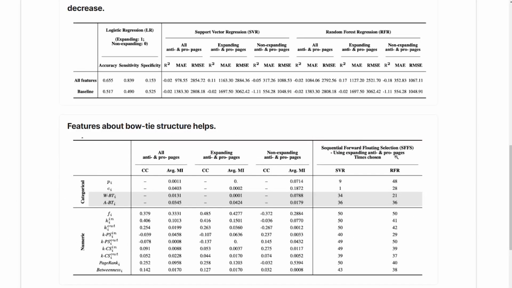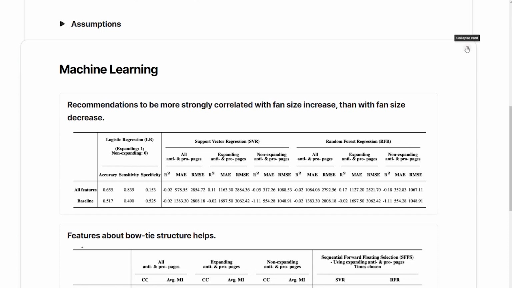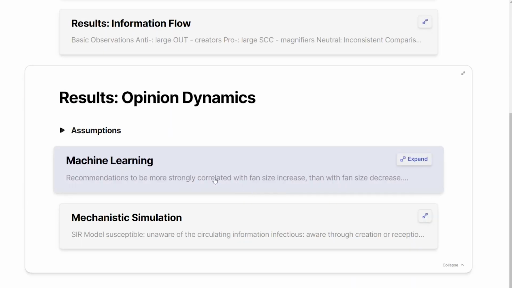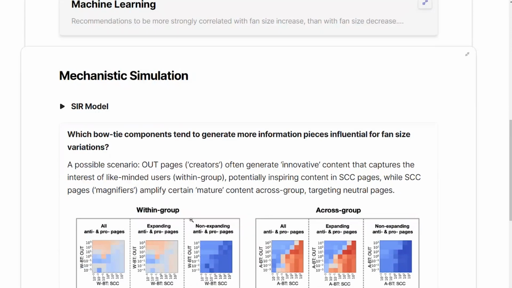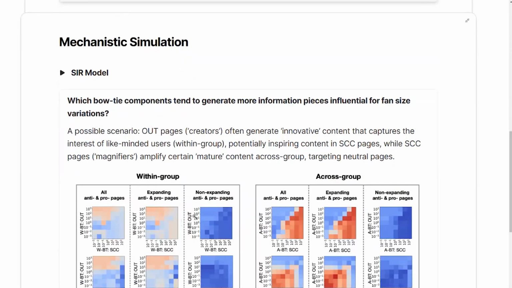So our main conclusion there is that features about bow tie structure help us in predicting the online opinion dynamics. Next, we move on from the machine learning model to mechanistic simulation to see whether we can explain it in a better way.